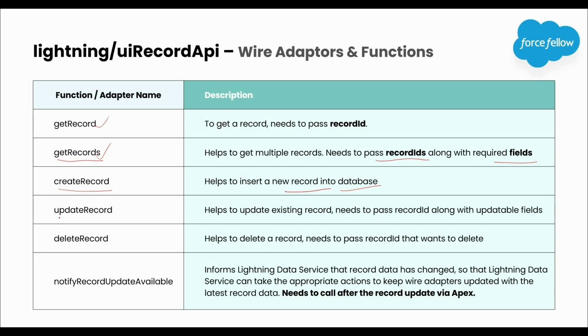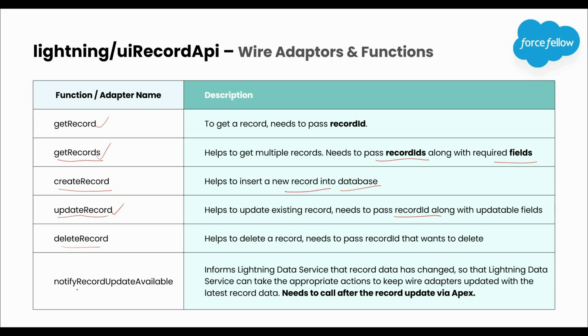Next function we have is updateRecord. If you want to update an existing record without using a base component or custom Apex, then you can use the updateRecord function and pass the field details that you want to update along with the record ID. And if you have a requirement to delete a record from an LWC component, then you can use the deleteRecord method. In that same live project video, I have explained updateRecord and deleteRecord functions as well, so you can refer to that if you want to learn more about these functions.